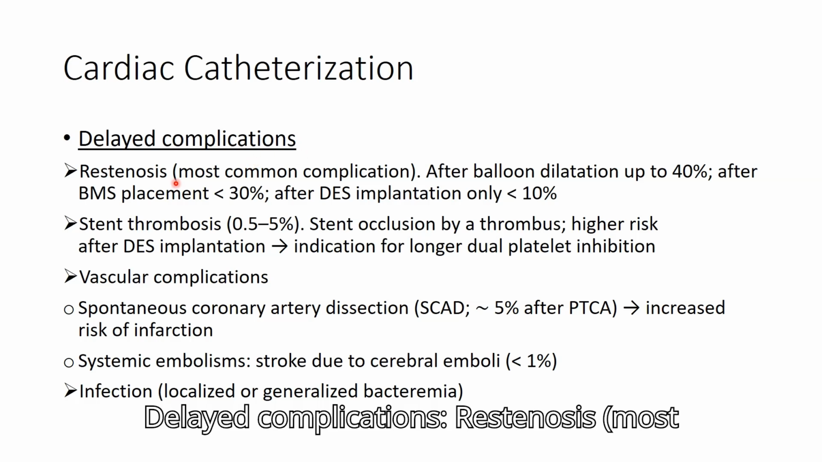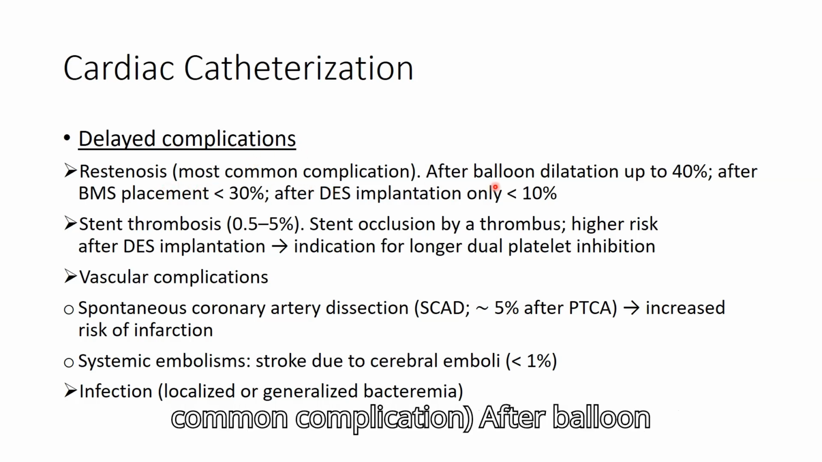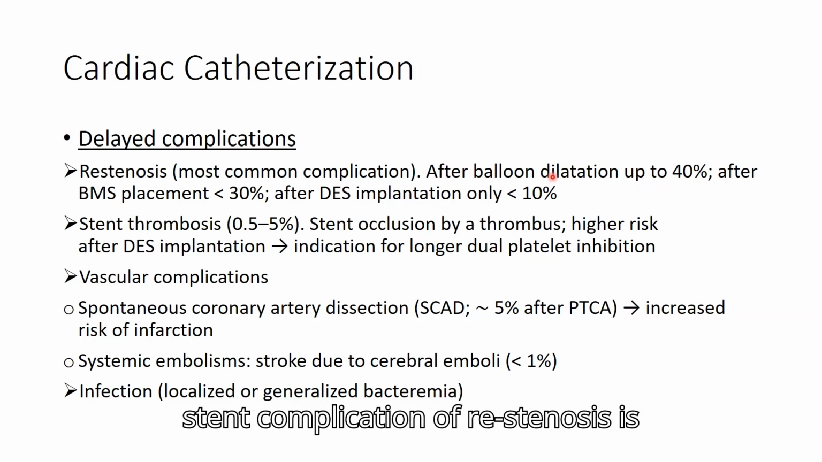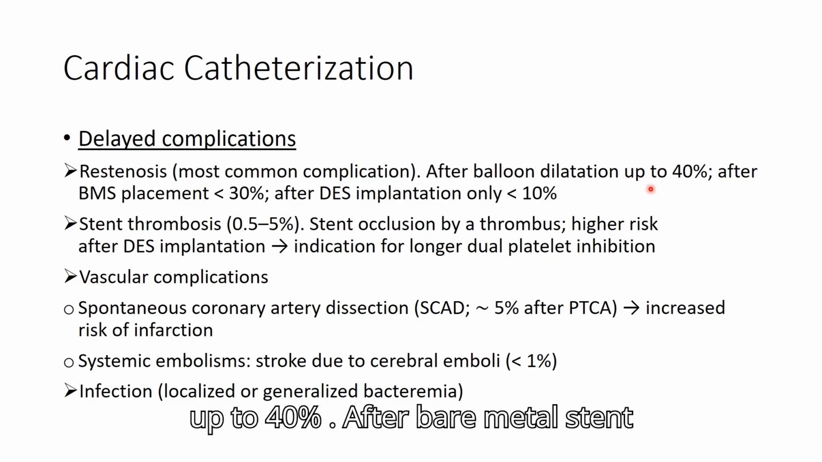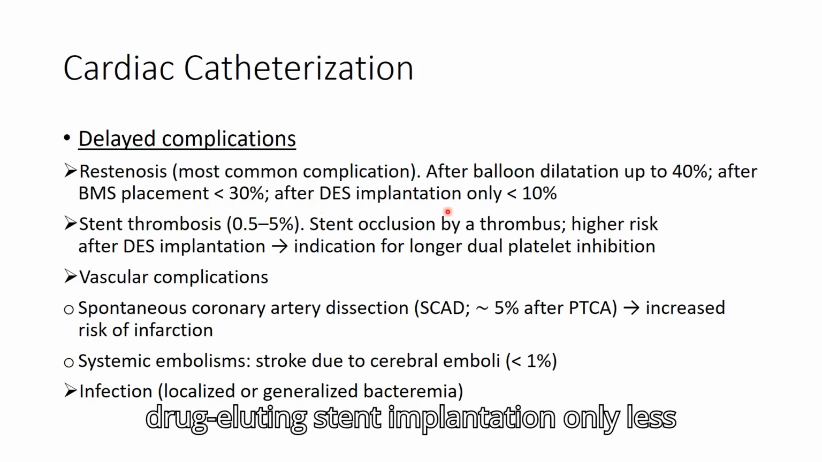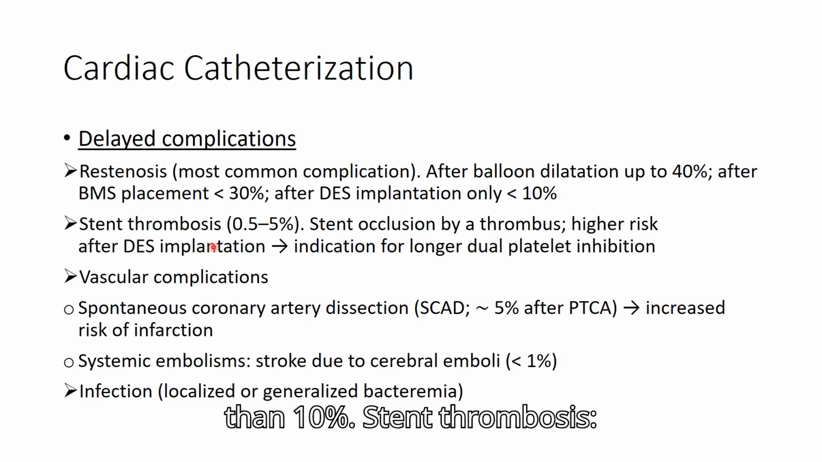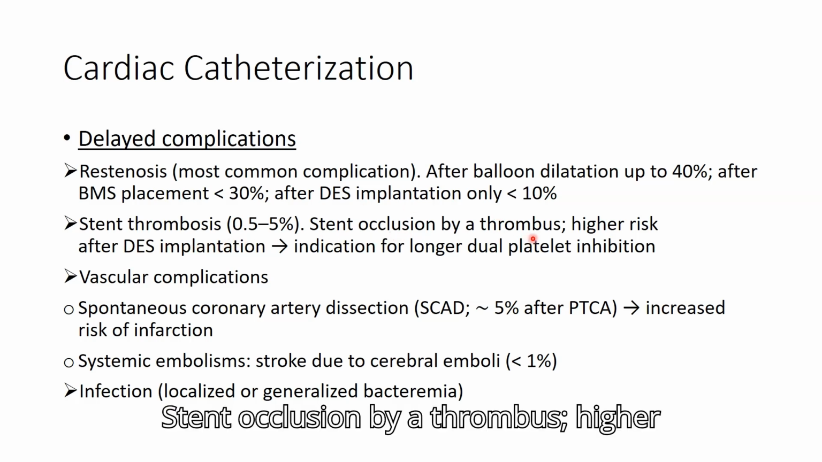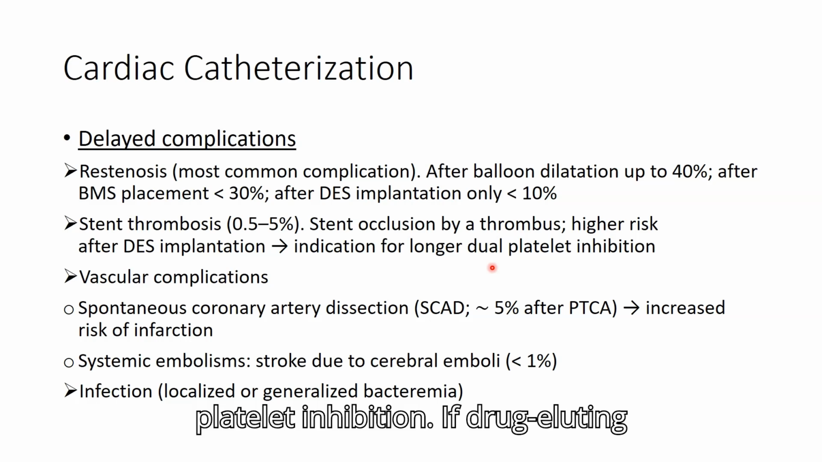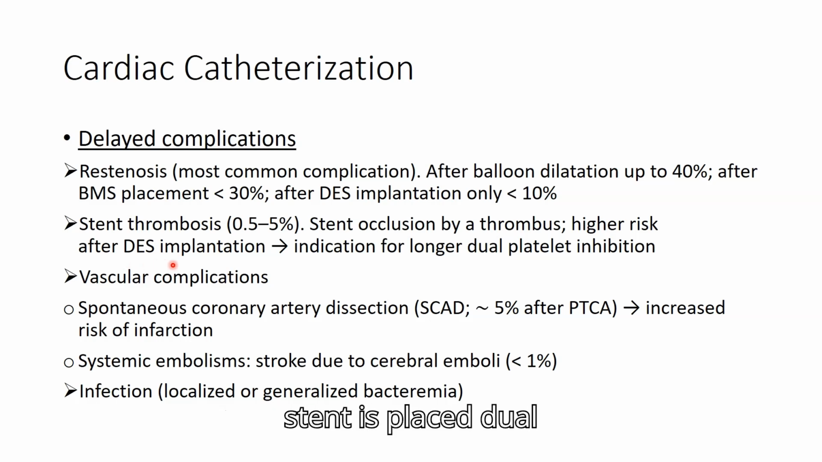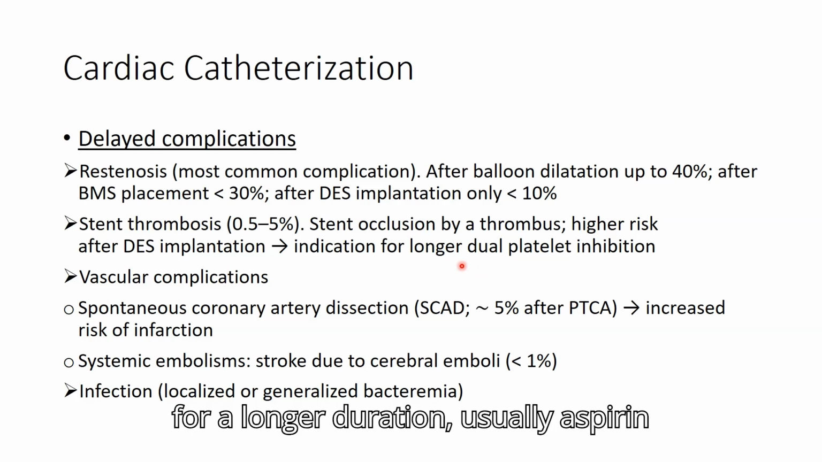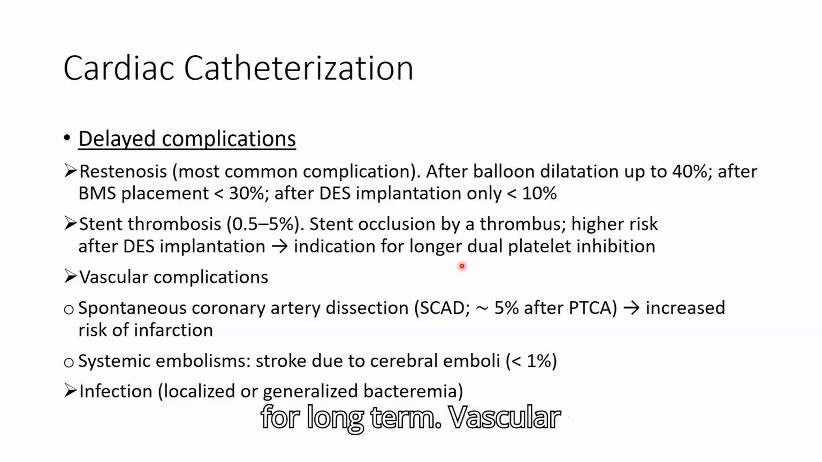Delayed complications: restenosis, the most common complication after balloon dilatation, up to 40% if there is balloon dilatation without placing a stent. Restenosis is up to 40% after balloon dilatation, less than 30% after bare metal stent placement, and less than 10% after drug-eluting stent implantation. Stent thrombosis, stent occlusion via thrombus, has a higher risk after drug-eluting stent implantation, an indication for longer dual platelet inhibition. If a drug-eluting stent is placed, dual platelet inhibition therapy is required for a longer duration. Usually aspirin and clopidogrel are given to the patient long term.